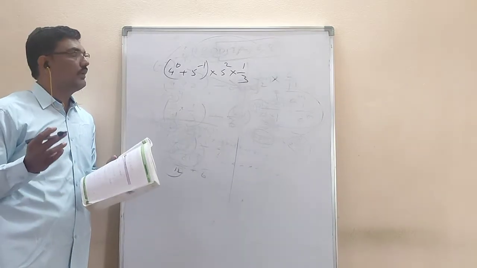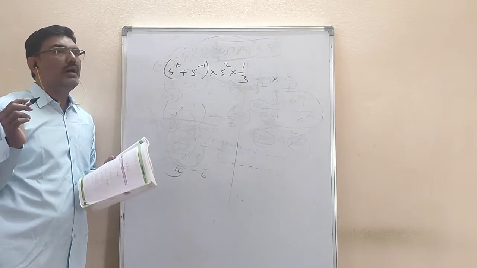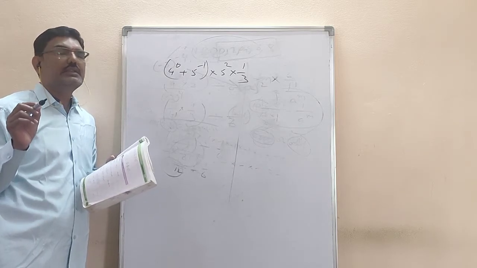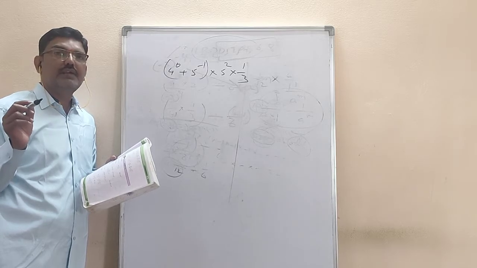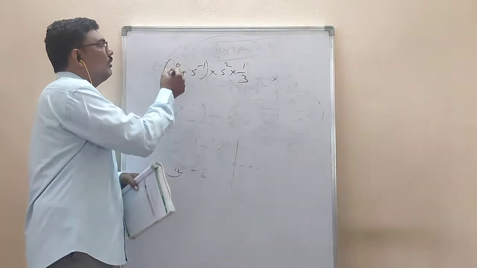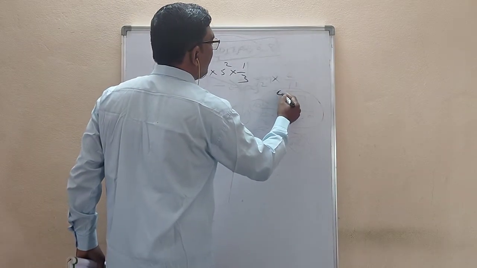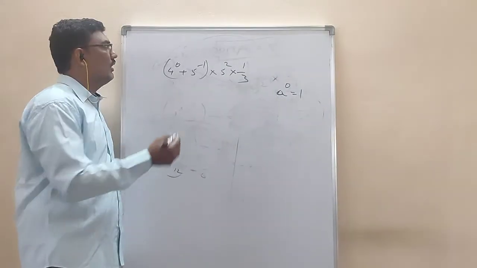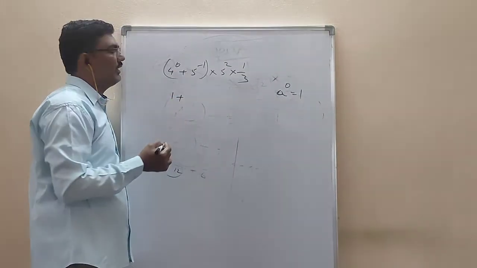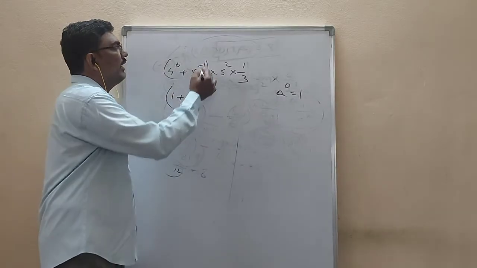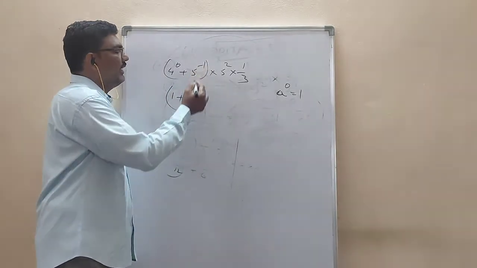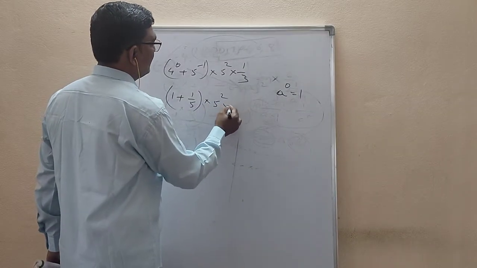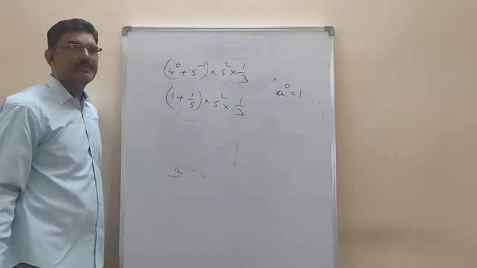First of all, you have to learn by heart the formulae or identities present in the chapter. Then only will these problems be understood by you. Now 4 to the power of 0: any base, if its power is 0, its value is 1. So the value of 4 power 0 is how much? 1. Next, 5 power minus 1. As I said, if a minus is there in the power, you can write 1 by 5. This is 5 square as it is, into 1 by 3 as it is.